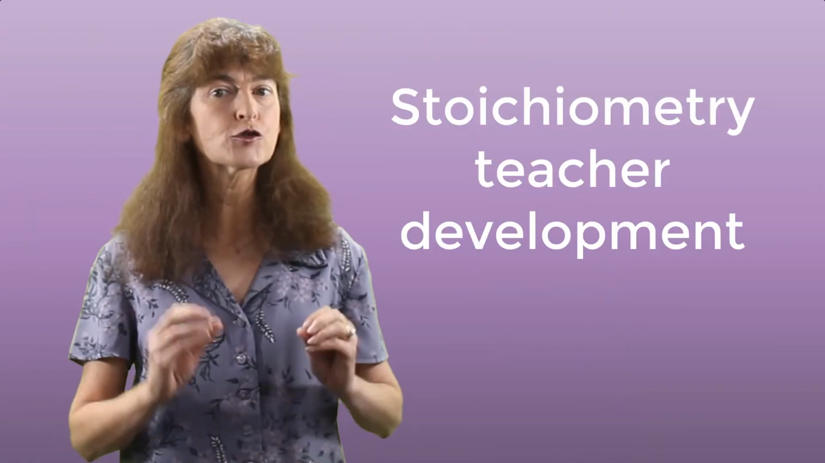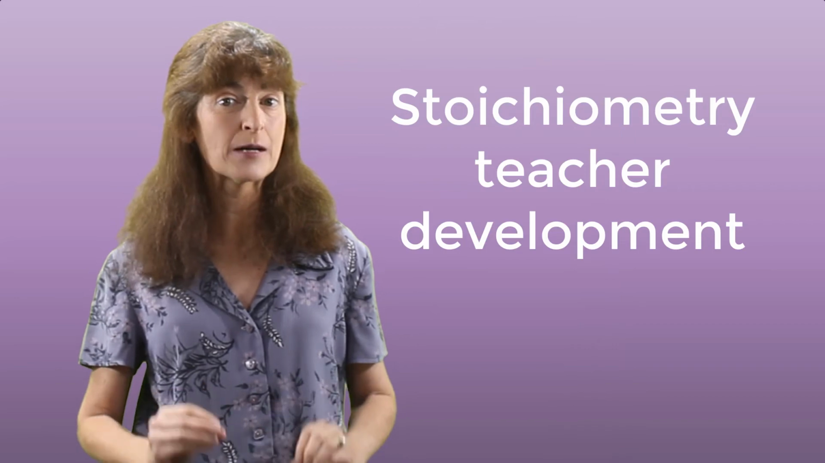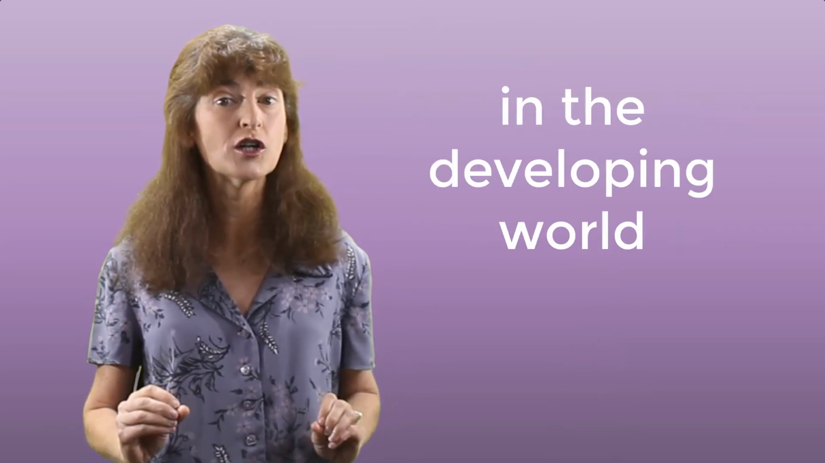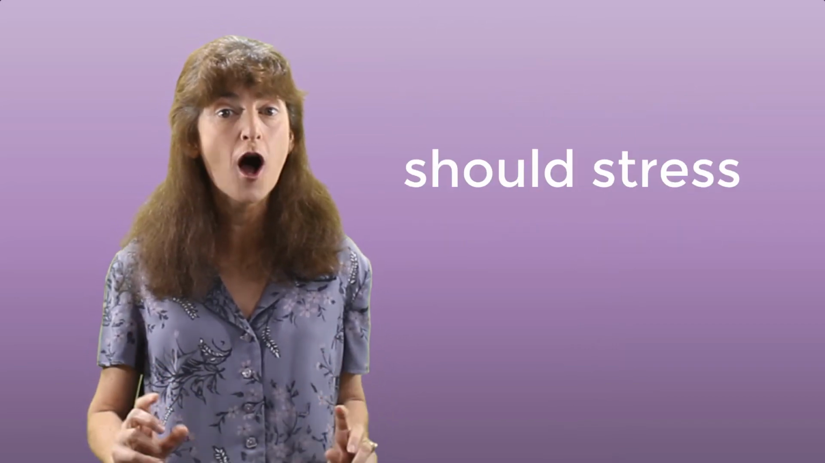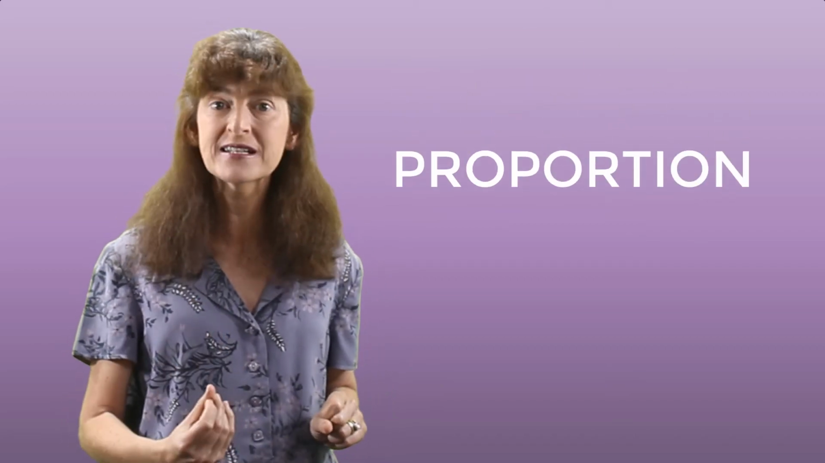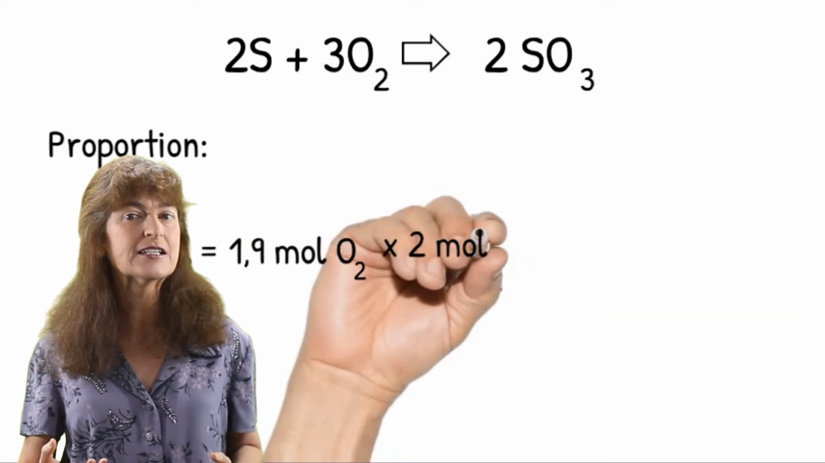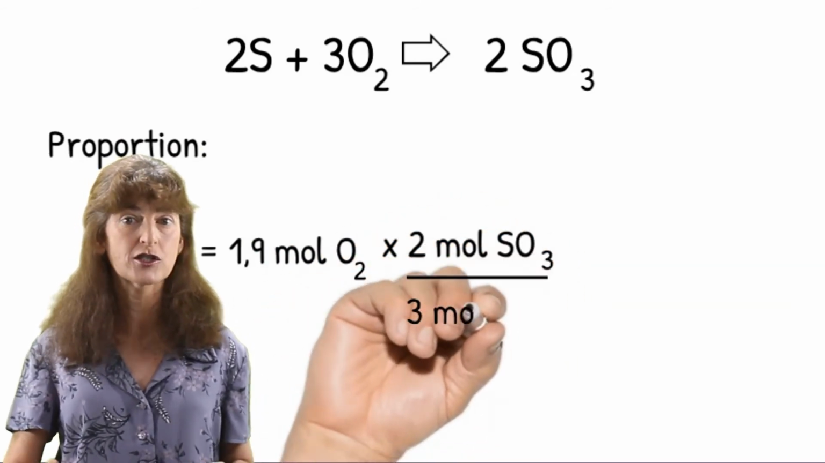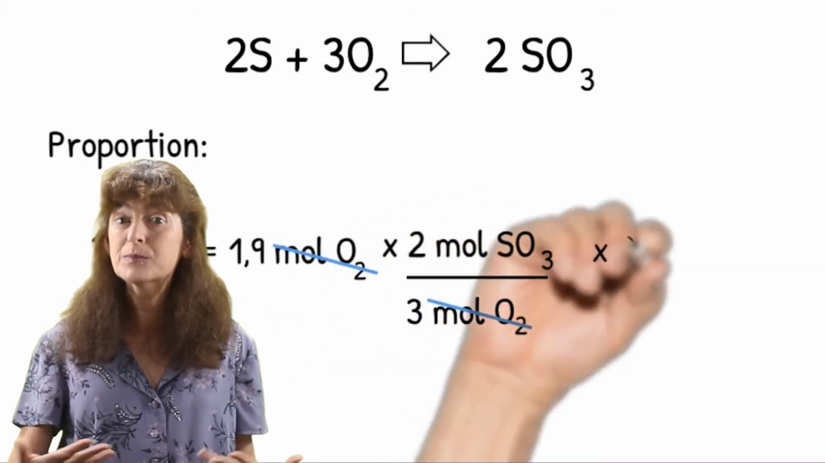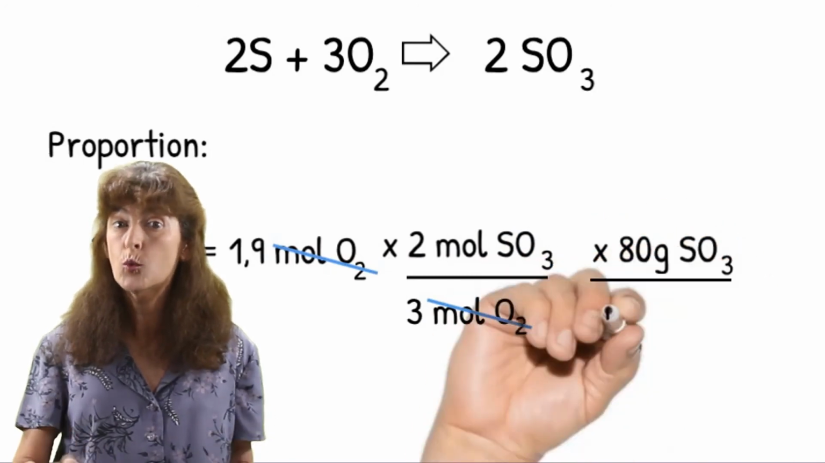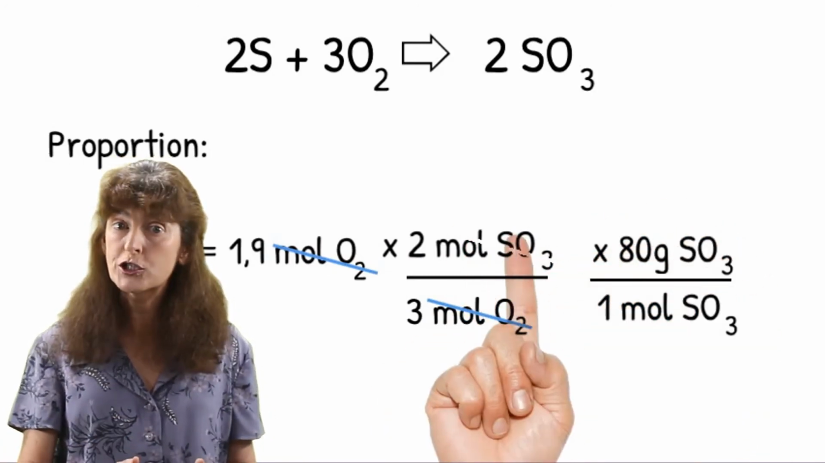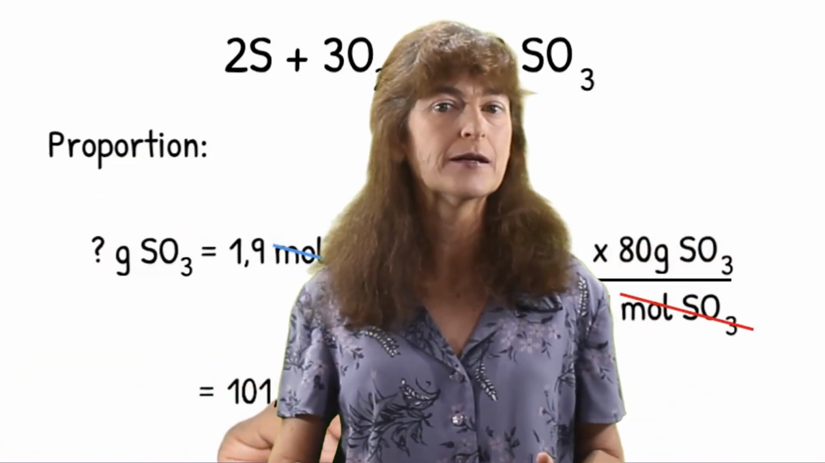Based on this research, I recommend firstly that stoichiometry teacher professional development opportunities in the developing world need to stress the value of proportion, and they need to develop teachers' competence with proportion. Introducing teachers to a generic proportion method, such as the unit factor method, might help direct stoichiometry focus where it belongs, to proportion, rather than to formulae.